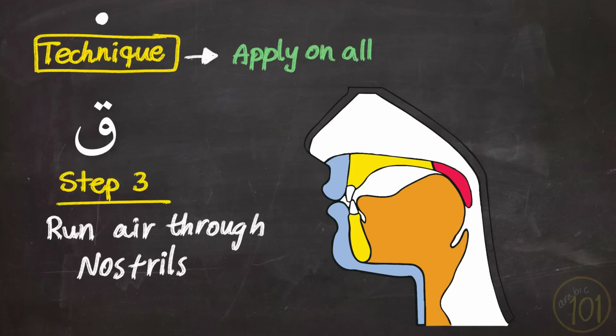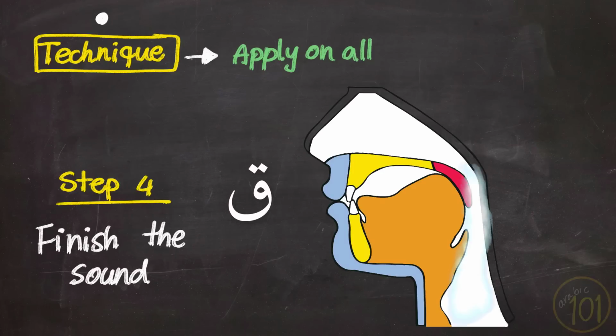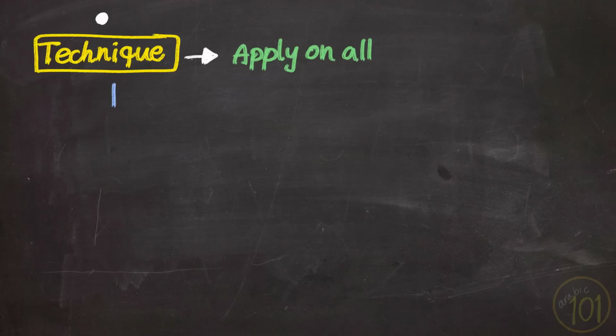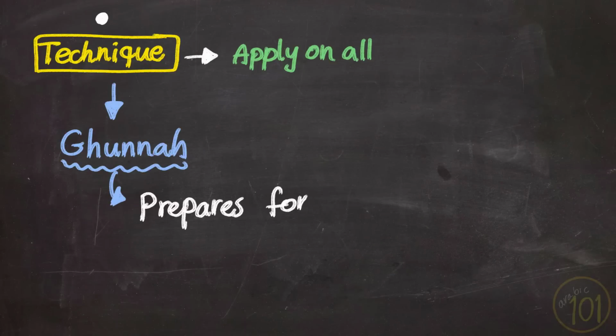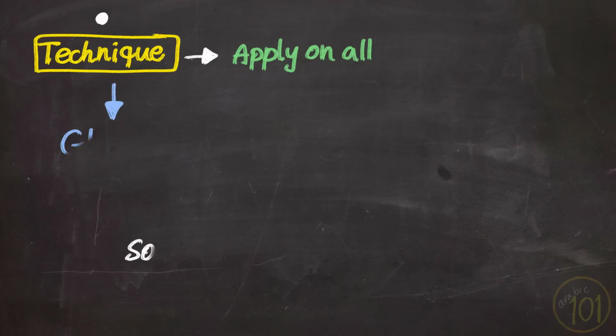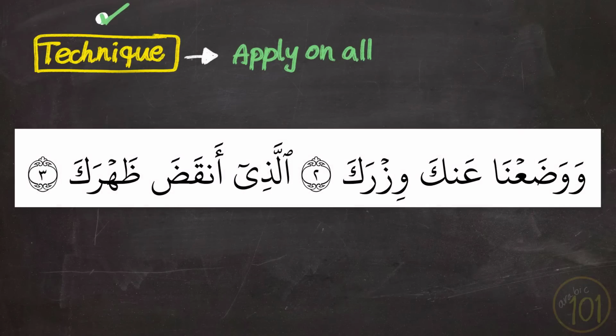and now with finishing the sound, anqad. So essentially, your ghunnah is preparing for the following sound, and in doing so, it picks up some of the traits of the following letter. So in practice, these two should sound like this.